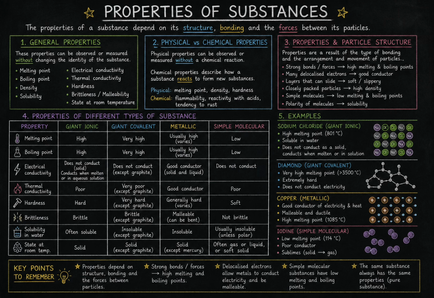Metallic structures. Metals have positive ions surrounded by a sea of delocalized electrons. These free electrons explain why metals conduct electricity and heat. Layers of atoms can slide past each other without breaking the metallic bonds. This makes metals malleable, ductile, strong, good conductors. Simple molecular substances have low melting and boiling points, poor electrical conductivity, weak intermolecular forces, and often exist as gases or liquids. Always remember, structure determines properties.